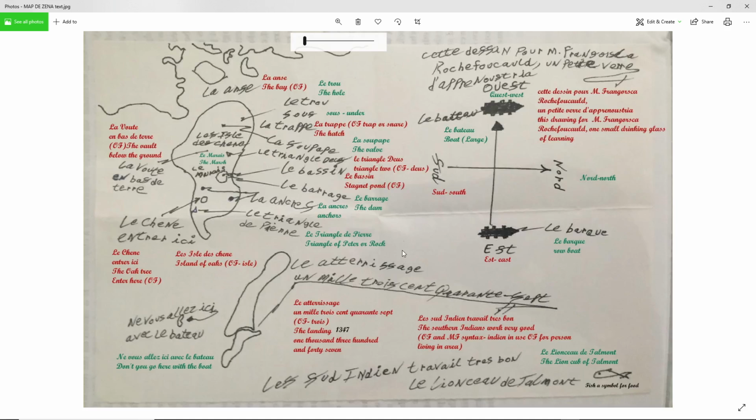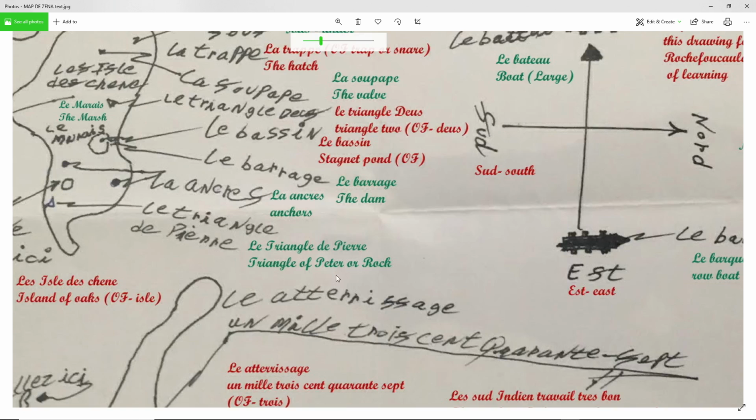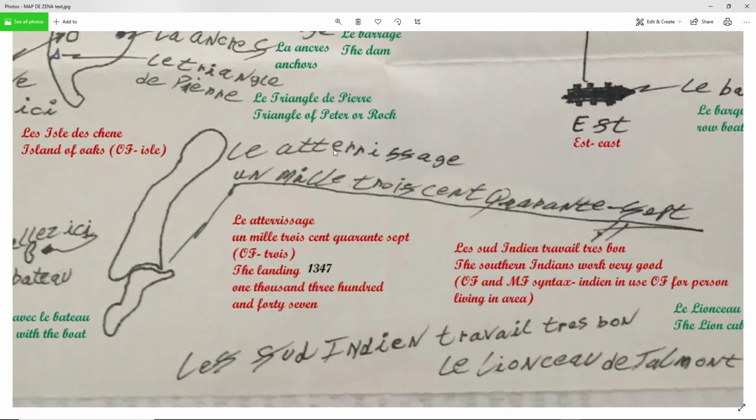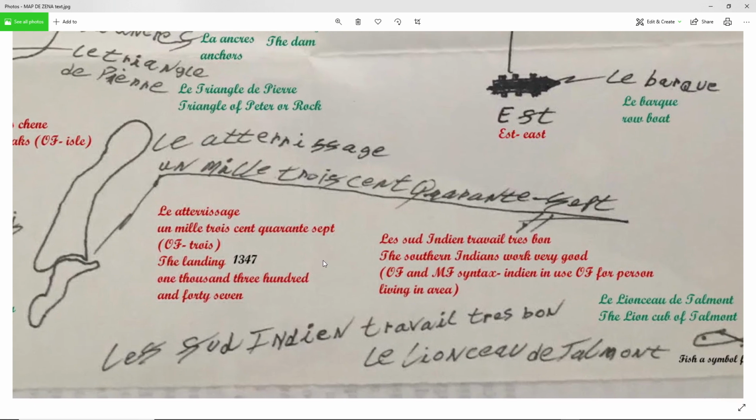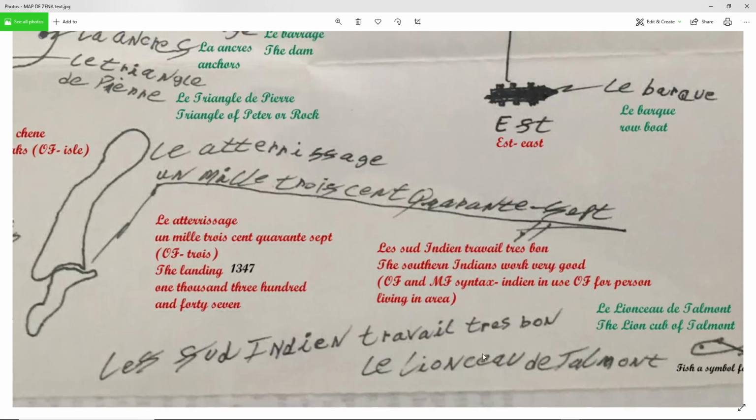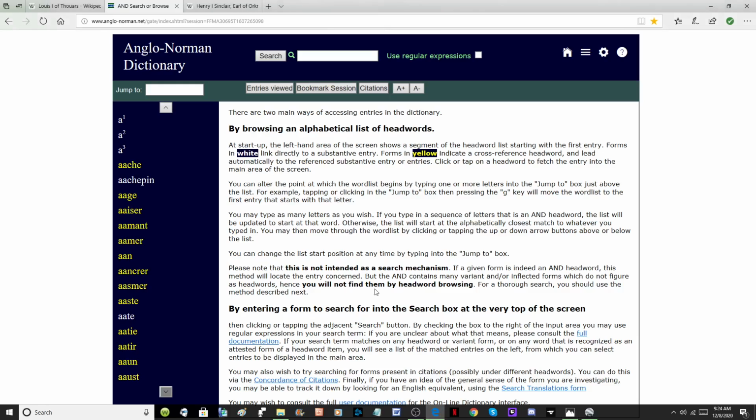If we get down to here, this is what dates the map, the reference right here, which says the landing, and it's spelled out, the year is 1347. So the landing 1347. This year perfectly matches the person that we're going to come to talking about down here. The other thing it says is the Southern Indians work very good, and this is the message that was written by the Young Lion Atonement, which is the person that we're talking about.